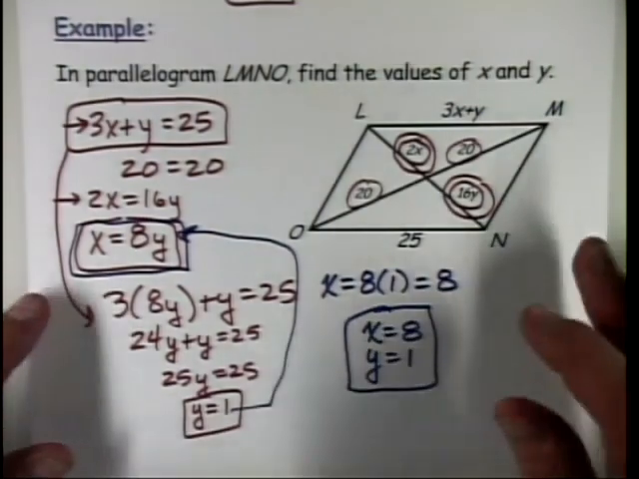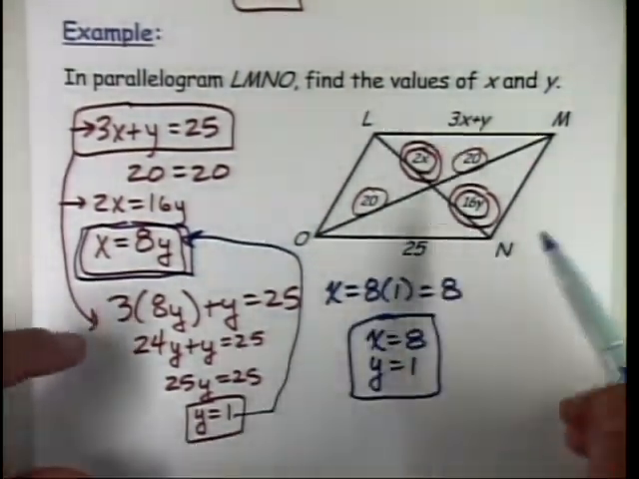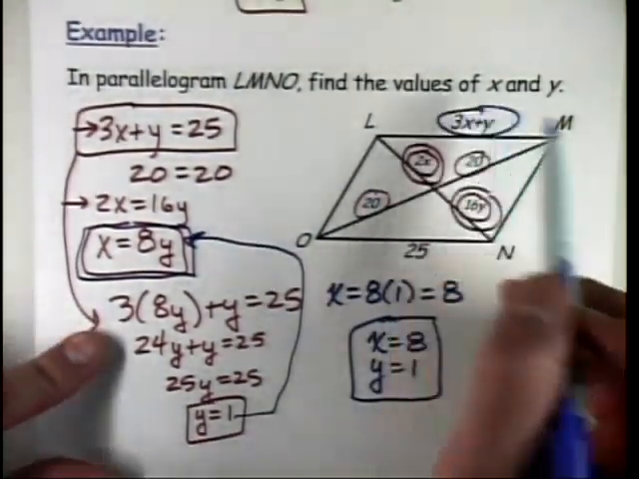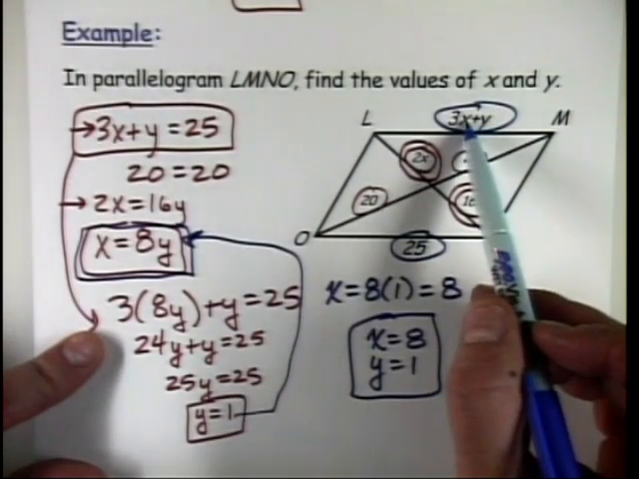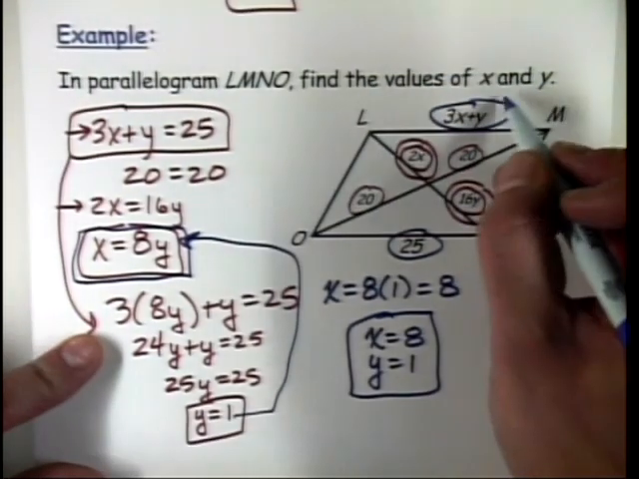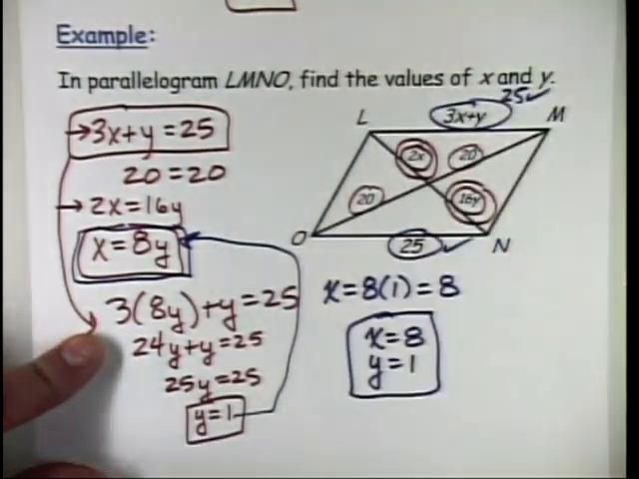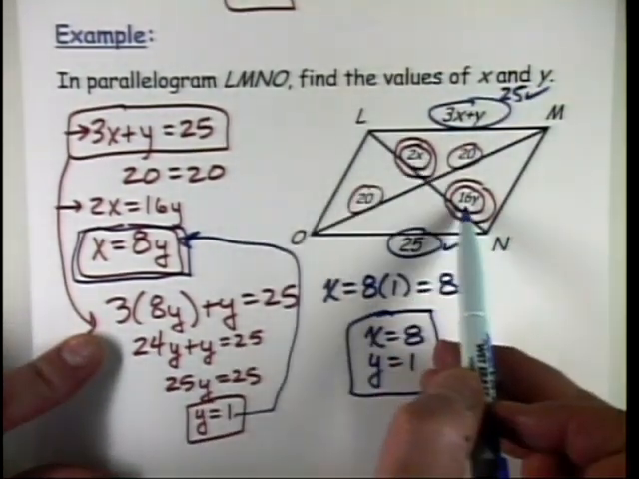All is good. Now, if we have time, we want to check, right? Let's check quickly. 3x plus y has to equal 25. So that would be 3 times 8 is 24, plus y is 1. 25 equals 25. So the opposite sides are congruent. 2x has to equal 16y.